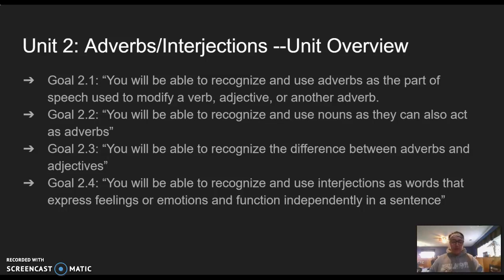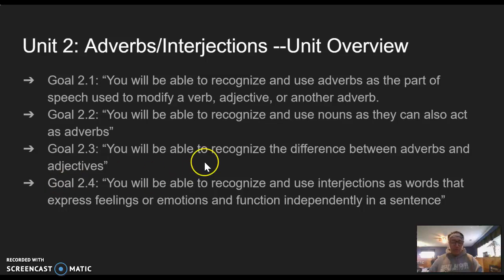So like last unit, here is our unit overview. There are going to be 3 goals related to adverbs and 1 goal related to interjections. So just to give an overview of those, 2.1, you will be able to recognize and use adverbs as the part of speech used to modify a verb, adjective, or another adverb. 2.2, you will be able to recognize and use nouns as they can also act as adverbs. So this will sound familiar from last unit. Goal 2.3, you will be able to recognize the difference between adverbs and adjectives, so kind of being able to make that distinction between what we learned about last unit and what we're learning about now.